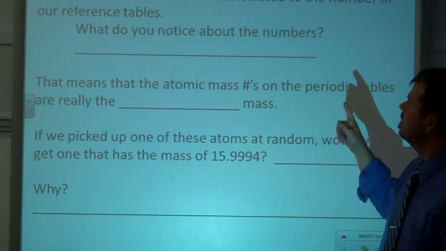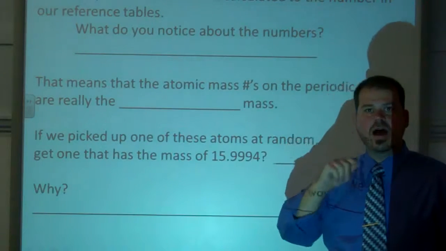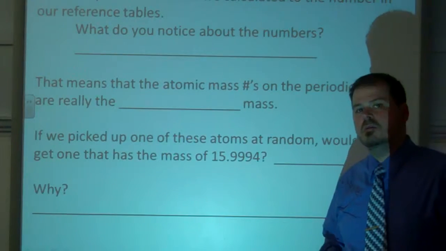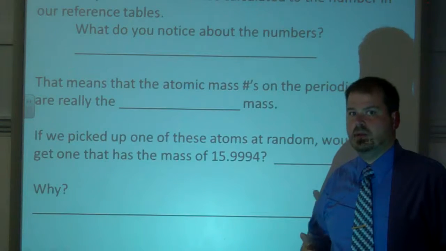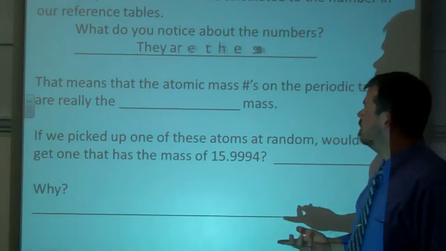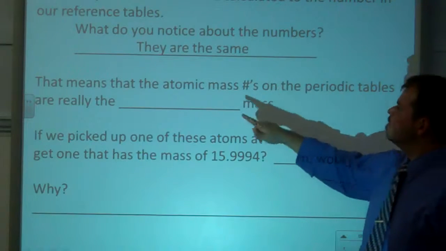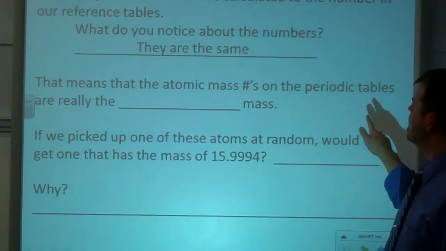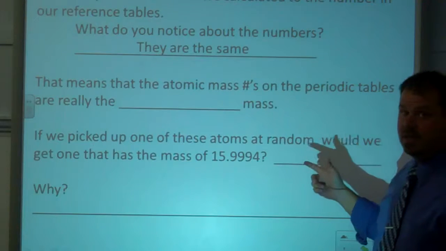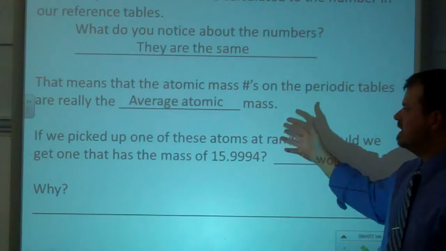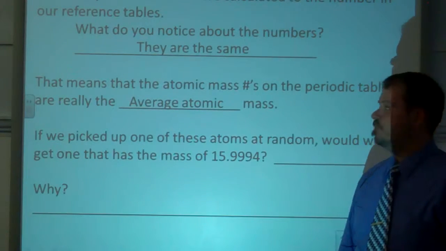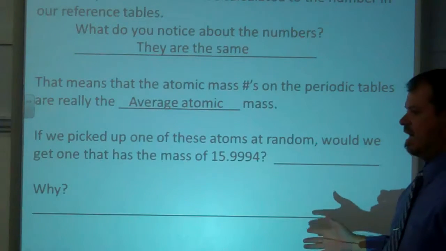Look in your periodic table. What do you see as the number for oxygen in the upper right-hand corner? 15.9994. They're what? They're the same. That means that the atomic mass numbers on the periodic table are really the average atomic mass, okay? The average atomic mass.